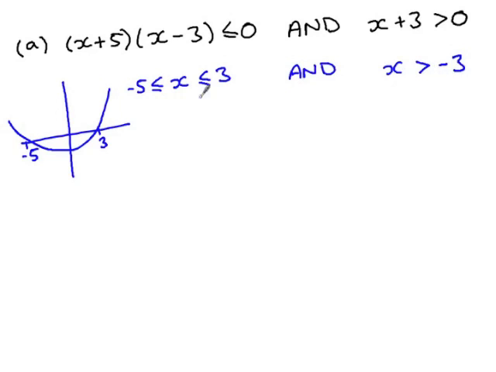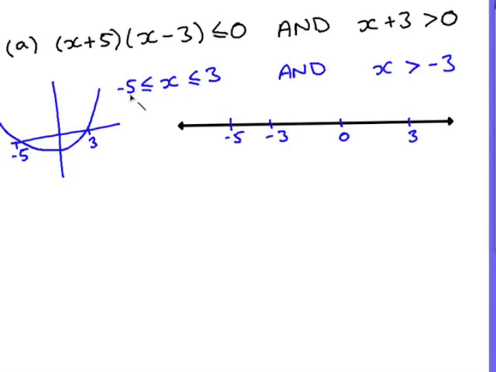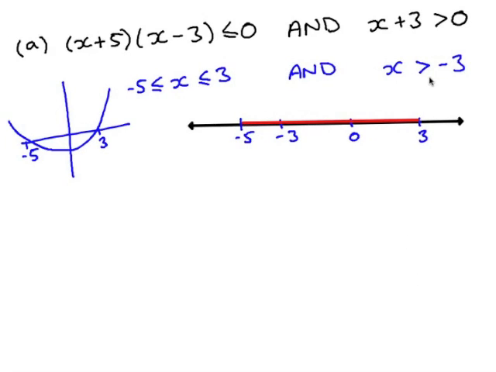So to put these two inequalities together, -5 less than or equal to x less than or equal to 3 is represented by this red line here, and x greater than -3 is represented by the blue arrow. And because our solution requires that both of these inequalities hold, our first solution is -3 less than x less than or equal to 3.